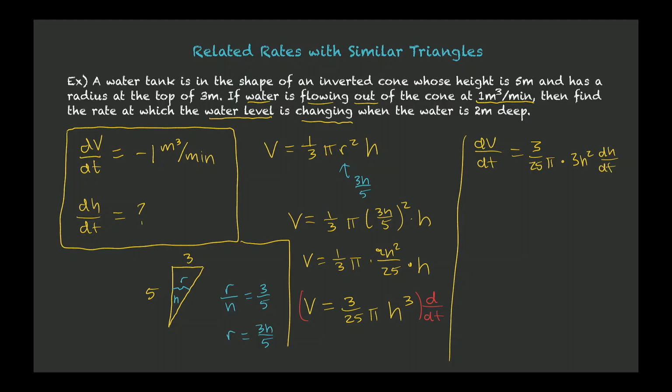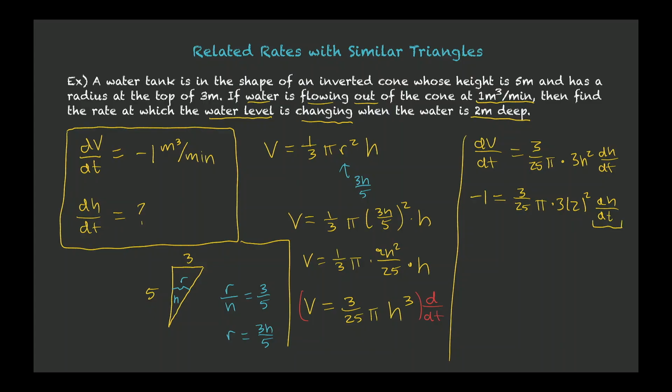Okay, so there's our derivative, and the final step now is just to plug in all the known values and then simplify and solve. All right, so let's try plugging in these values. dV/dt is equal to -1. 3/25 pi is just 3/25 pi times 3, and then h squared. Let's look through the problem. Where is h? Well, it's the height level of the water, and it says that the water is 2 meters deep when this is occurring. So we're going to plug in 2 for h, and all that leaves us with is dh/dt, and remember that's what we're solving for.